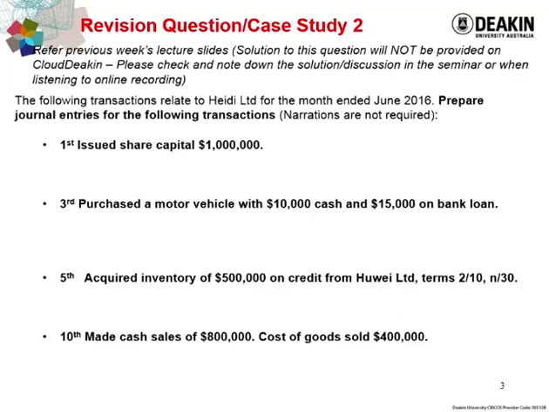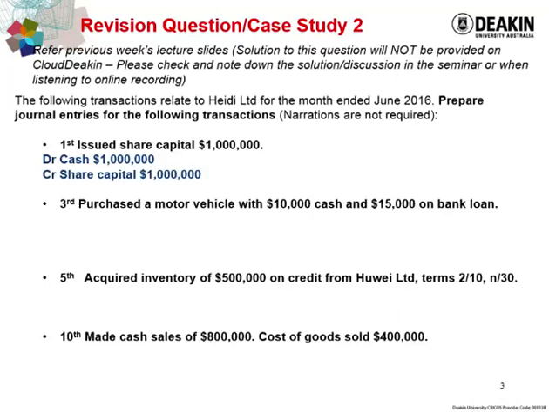On 1st of June, $1 million of share capital is issued. We receive money from shareholders, so debit cash at bank $1 million. And at the same time, shareholders have a residual claim of the company. When equity increases, we credit share capital $1 million.